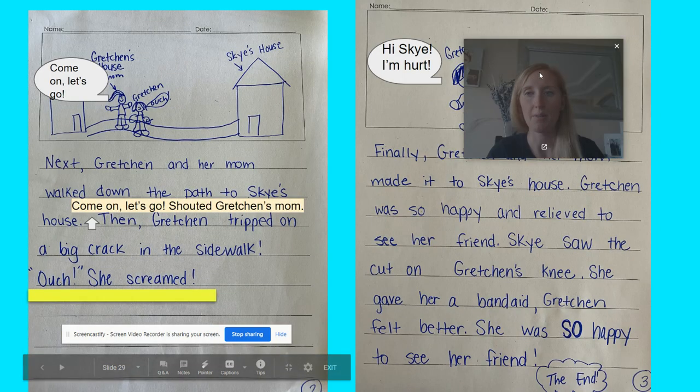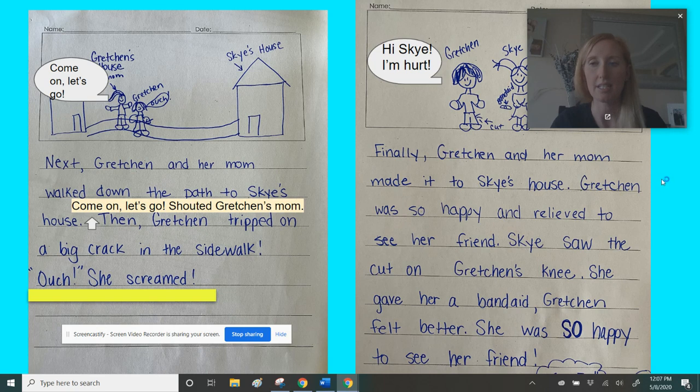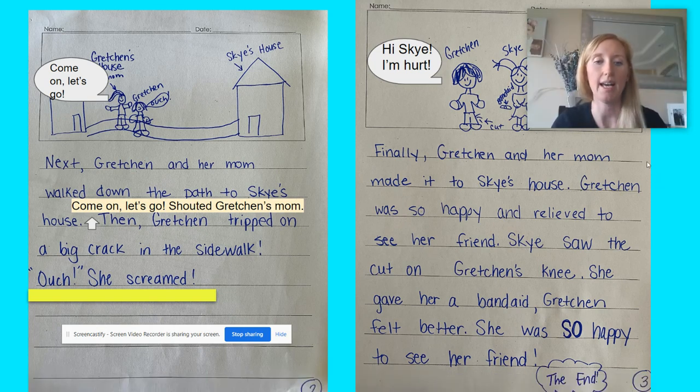Now, just really quickly, I want to show you what I did today, because in a minute I'm going to send you off as writers to go and add some dialogue to your stories. So here's my story about Gretchen. First, I added a speech bubble for Gretchen's mom. It says, "Come on, let's go," because they were walking to Sky's house. And then here, I made sure that that dialogue was included in my writing. I added another sentence, and this doesn't have to be pretty, it doesn't have to be neat. You can take your pencil and draw an arrow right onto your paper, and then really tiny, you can write that sentence. "Come on, let's go," shouted Gretchen's mom. So I used the dialogue tag shouted.